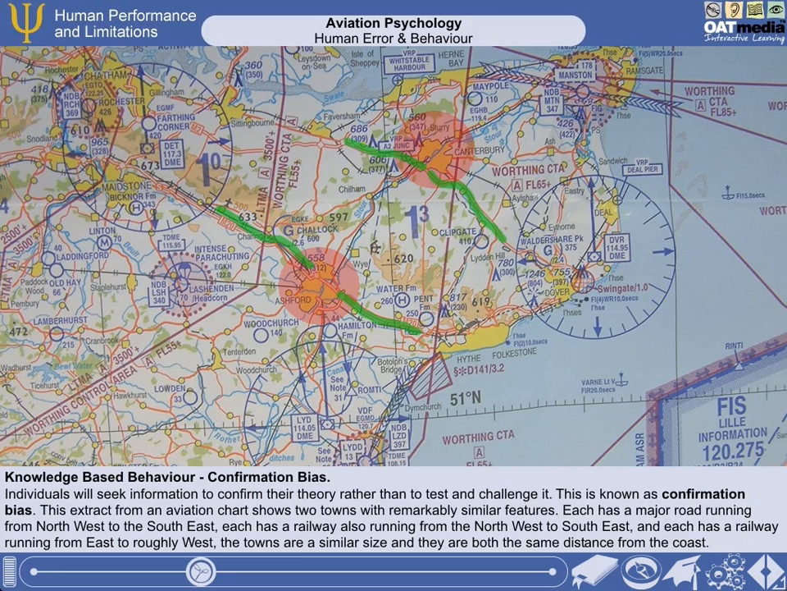Individuals will seek information to confirm their theory rather than to test and challenge it. This is known as confirmation bias. This extract from an aviation chart shows 2 towns with remarkably similar features. Each has a major road running from northwest to the southeast, shown coloured green. Each has a railway, also running from the northwest to the southeast, shown coloured blue. And each has a railway running from east to roughly west, shown coloured pink. The towns are a similar size, and they are both the same distance from the coast.